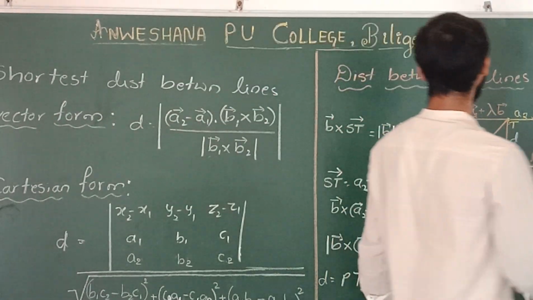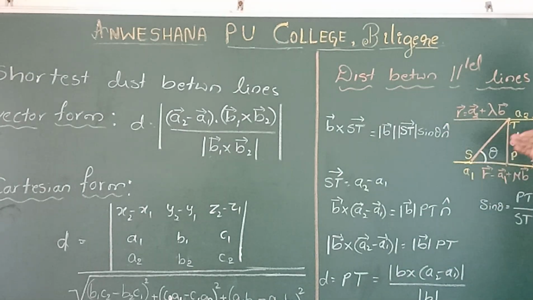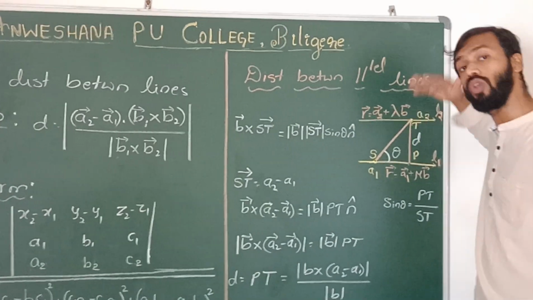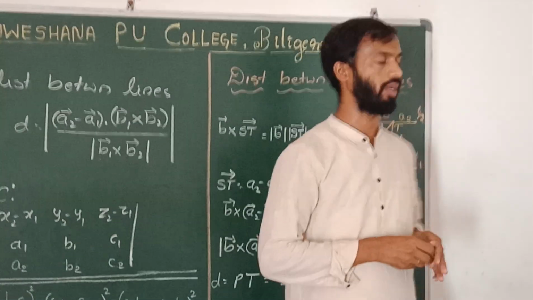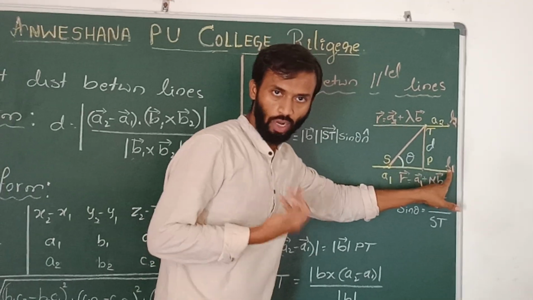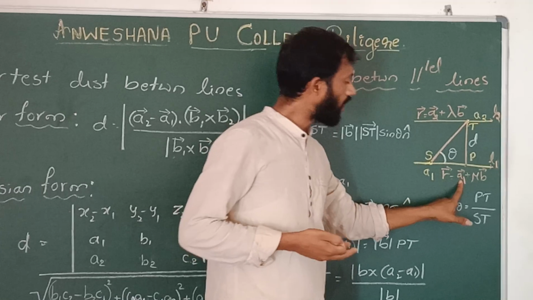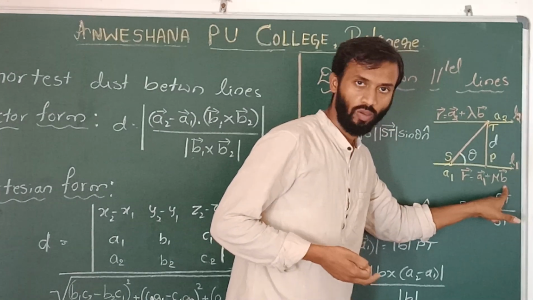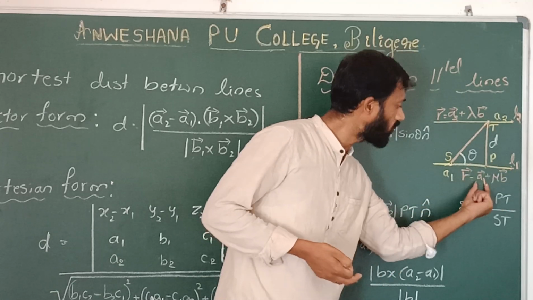Just imagine two lines, L1 and L2, which are parallel to each other and parallel to a vector B. Let L1 have the equation r = A1 + mu B, which means it is parallel to vector B and passing through the point A1.